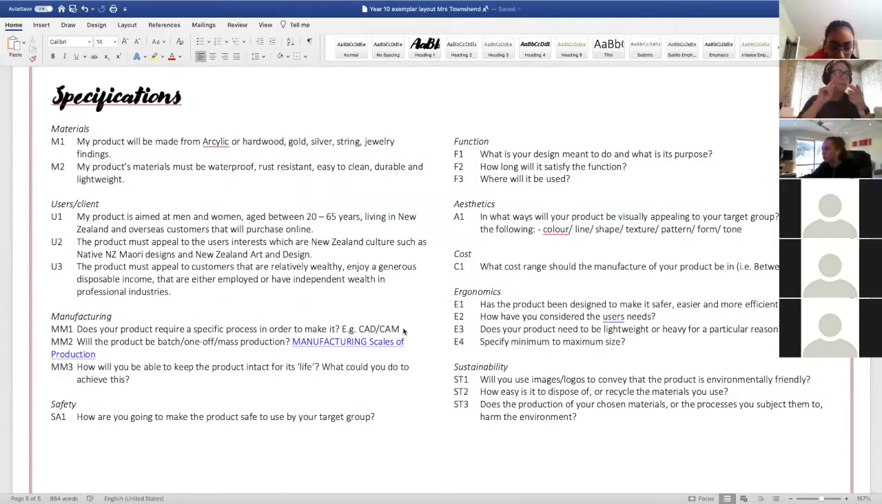Good. So we're going to be using CAD, computer aided drawing, and CAM, computer aided manufacturing. The computer aided manufacturing is the laser cutter. So does your product require a specific process in order to make it? My product will be made using Adobe Illustrator and Adobe Photoshop, and it will also be made using a laser cutter. So write yourself down that specification.